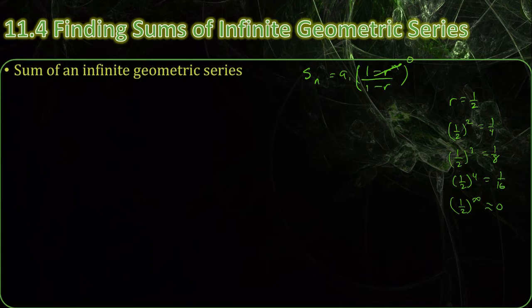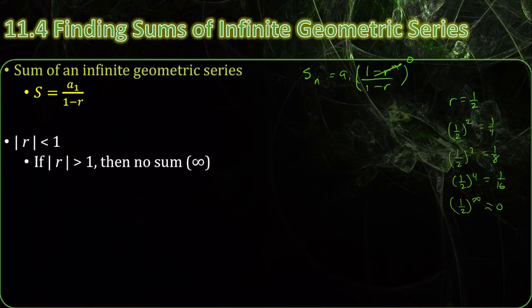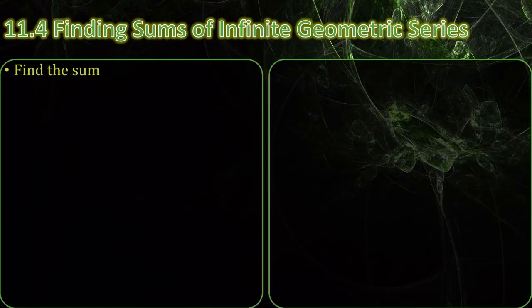And our sum would simply become a1 times 1 over 1 minus r, or a1 over 1 minus r. But that's only if the absolute value of r is less than 1. So it has to be essentially between 0 and 1. If r is greater than 1, then there is no sum. All right, find the sum of that one.